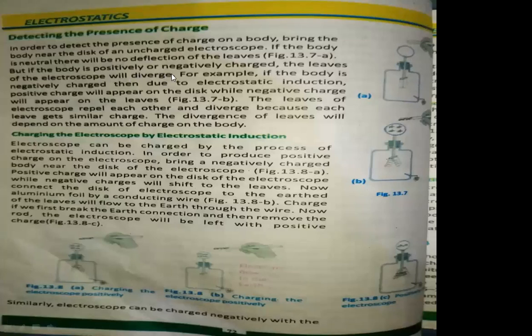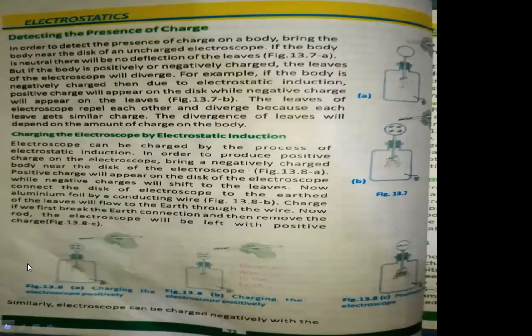But if the body is positively or negatively charged, the leaves of the electroscope will diverge. For example, if the body is negatively charged, then due to electrostatic induction, positive charge will appear on the disk, while negative charge will appear on the leaves.